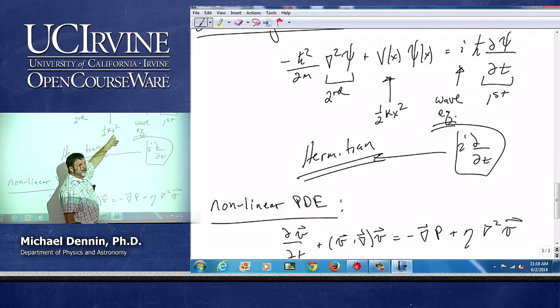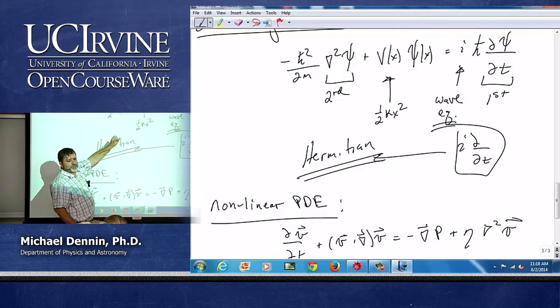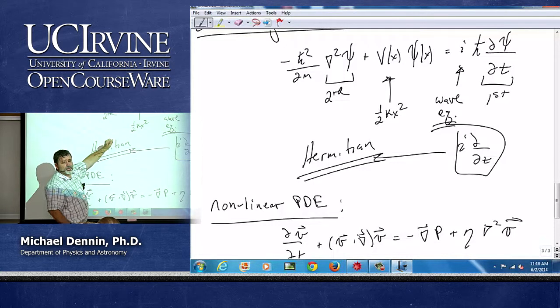X squared is nonlinear. Why does this not make the equation nonlinear? That's not the problem. That can still make it nonlinear. What? With respect to time? That doesn't matter. What makes something nonlinear? What do I care about? The behavior of the thing I am solving for.